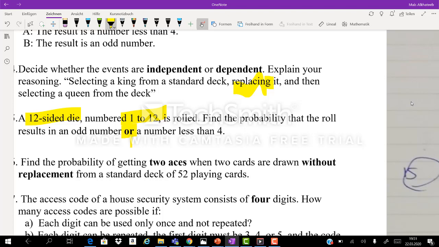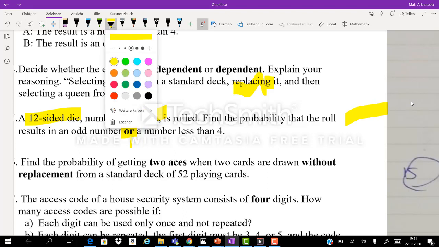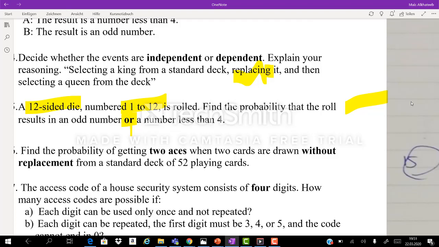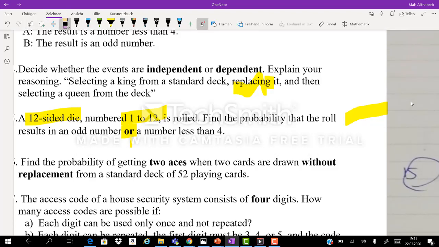إذا يا أما هو odd number أو number less than 4. الأو معناتها I have to apply the addition rule. الاديشن رول شو بتقول؟ probability of odd or less than 4 هي probability الأول زائد probability الثاني minus التقاطع. هذا اللي حنطبقه نحن بالسوليوشن. I go to 15 now. Okay, sorry. Now, okay.